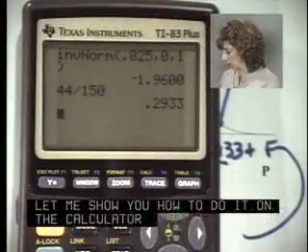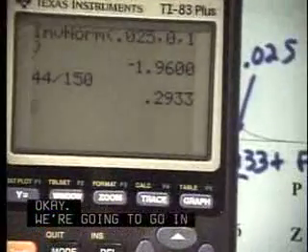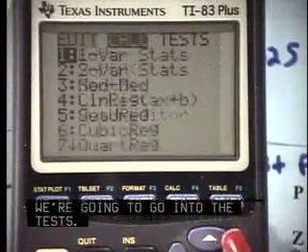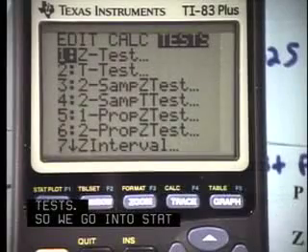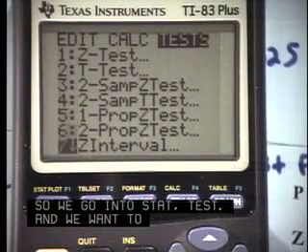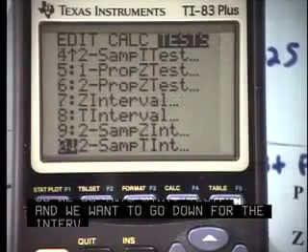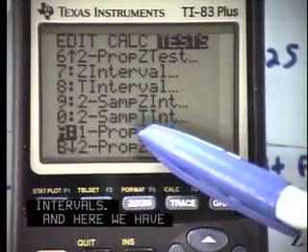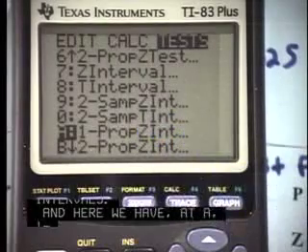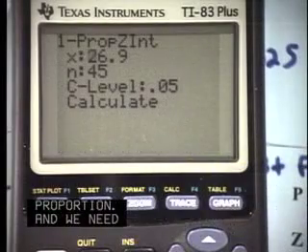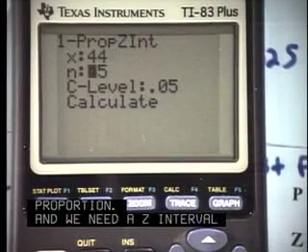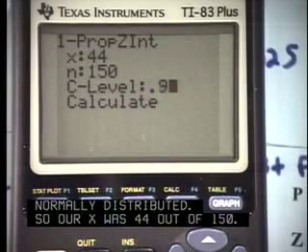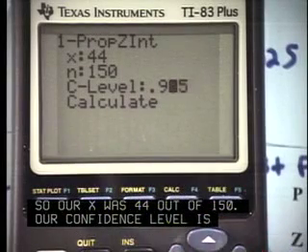Okay, we're going to go in here and go into the tests. So we go into Stat, Tests, and we want to go down for the intervals. Here we have at A, one proportion. We're doing a proportion, and we need a z interval. It's normally distributed. So our x was 44 out of 150. Our confidence level is 0.95.